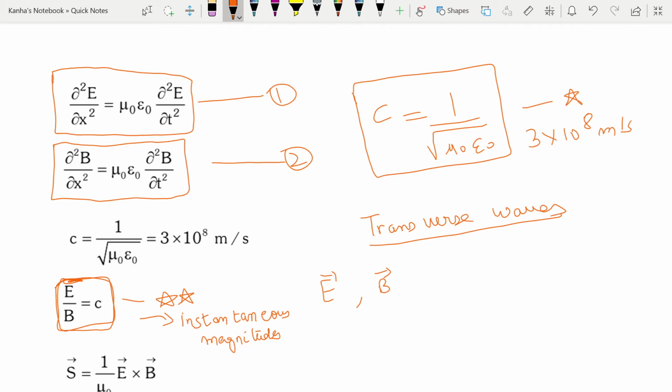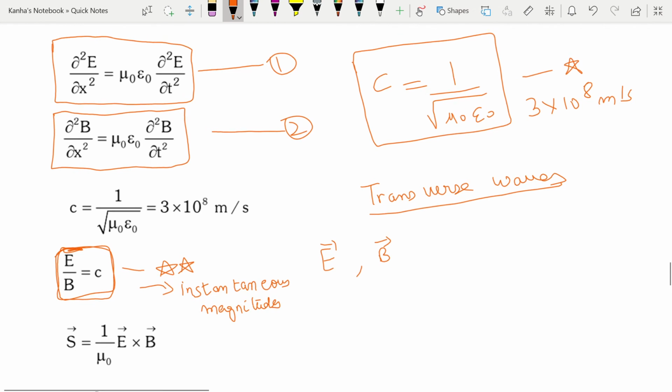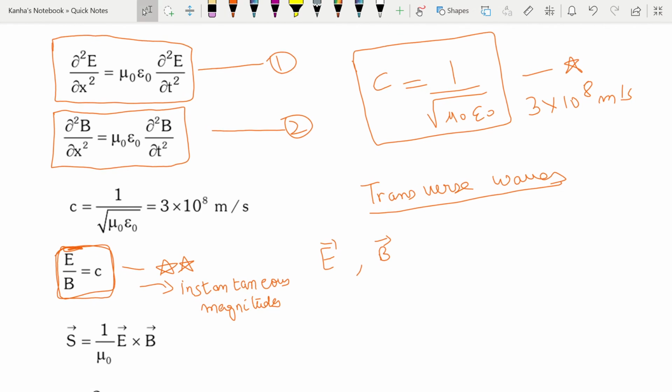Okay, next we'll talk about the Poynting vector. What is the Poynting vector? So first of all, electromagnetic waves carry energy with them. So the rate of flow of energy crossing a unit area is described by the Poynting vector. It is given by S is equal to 1 by mu naught of E cross B. Okay, you should remember this form as well.